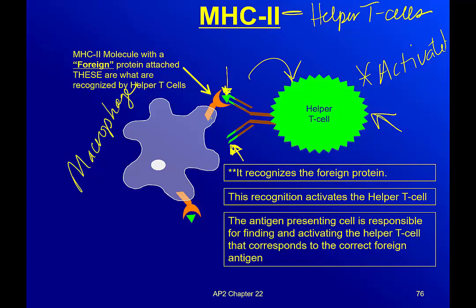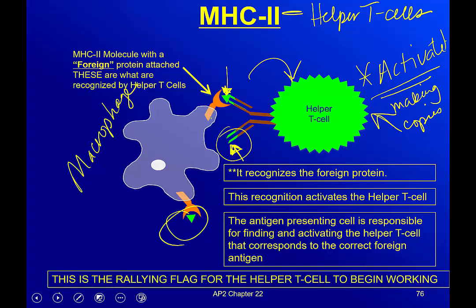If, let's say, the helper T cell had a pink variable region, it wouldn't recognize the green triangle, which would mean that it would just go off and go, yeah, I don't recognize that. But since this one has them matching, this one is activated and it starts making copies of itself. Okay? This is the rallying flag for the helper T cell. This is the helper T cell getting told, hey, you're the one who recognizes this. You need to make an army right now. And you'll see why in just a minute.